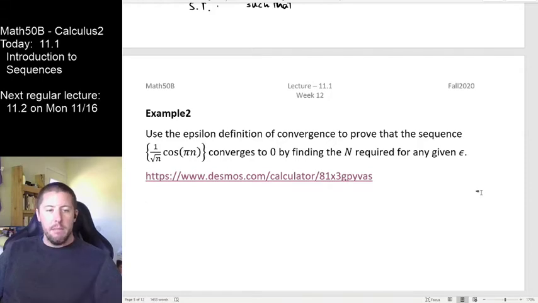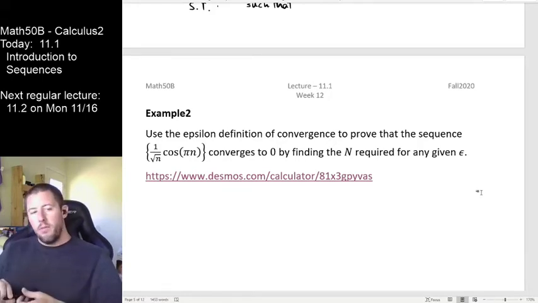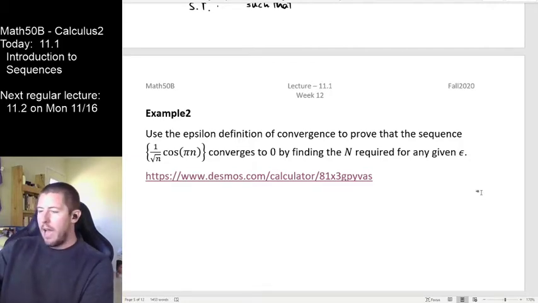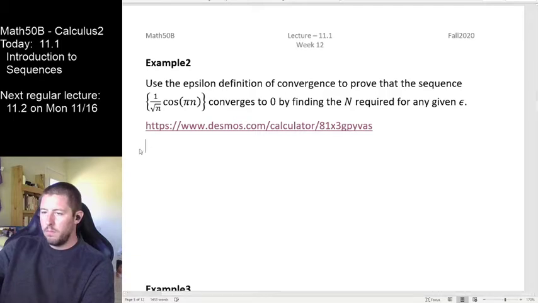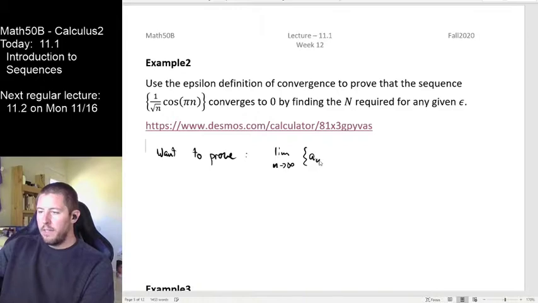That would be a guarantee to me that this function does, in fact, converge on the value 0. So let's go ahead and see if we can do a little bit of algebra to make this happen. What we want to prove is the limit as n goes to infinity of a sub n is equal to 0.